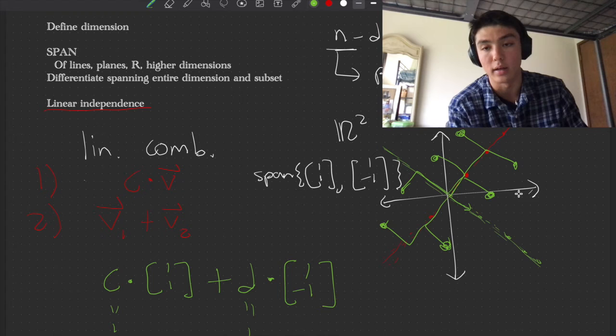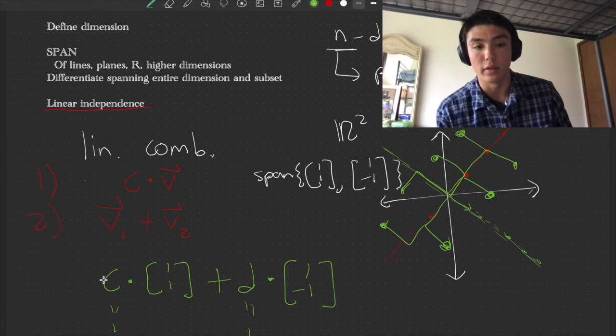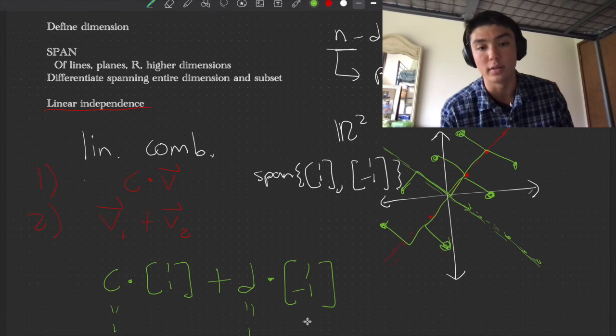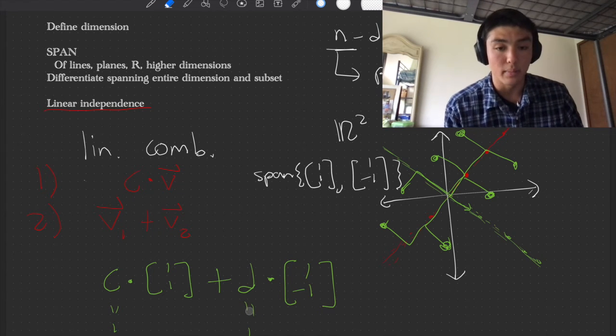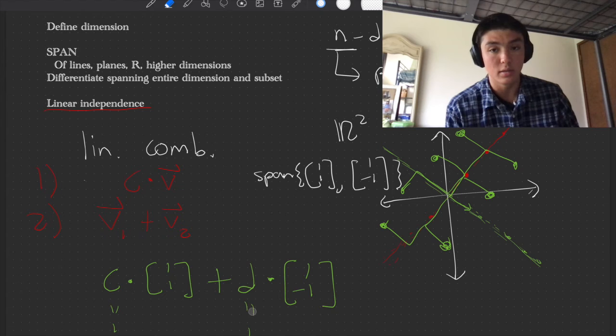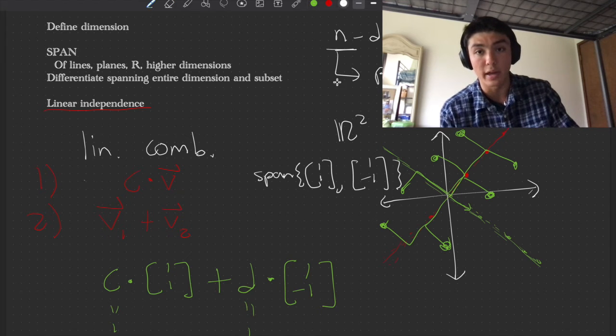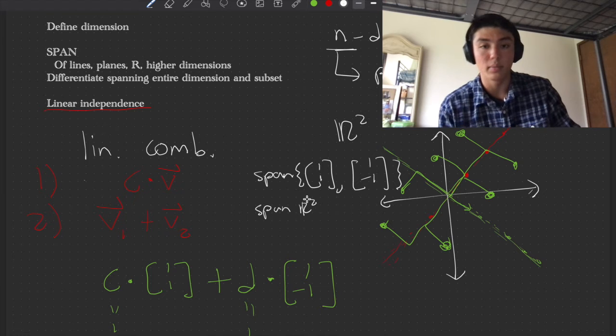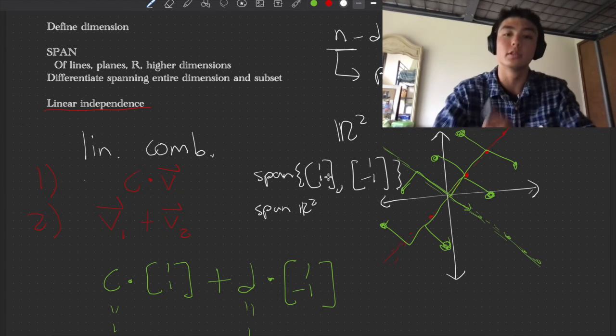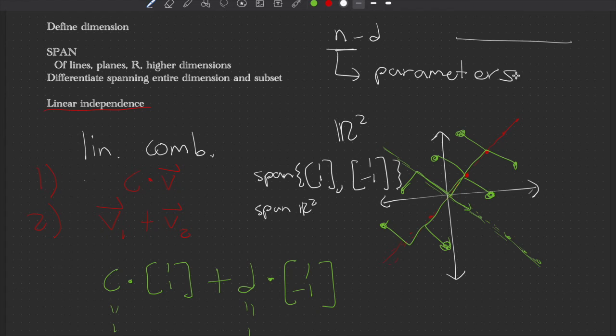Maybe you want to pause and think about why that might be true. With some constant multiple of 1, 1 and some constant multiple of 1, negative 1, you can go anywhere in R2. And what that means is that these two vectors span all of R2. And again, you might be thinking in the back of your head, is there something to do with the fact that we have two vectors?